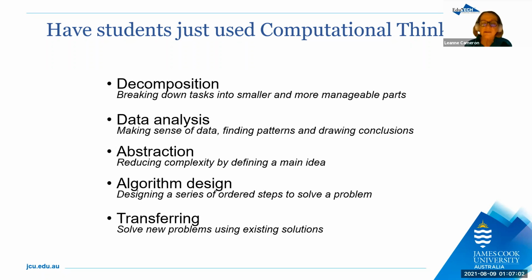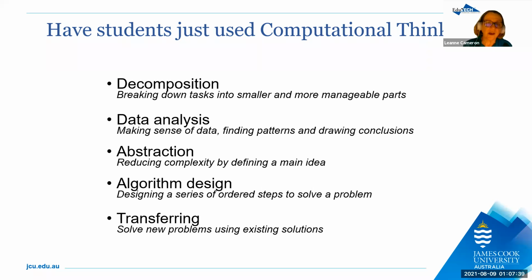Abstraction, reducing complexity by defining a main idea. I'll come back to abstraction because it's something that people often have trouble with, and I'll give you an example that might help you understand what that means. Algorithm design, if they're going to put this into some sort of computerized form, they'll need that. But basically, algorithm design is just designing a series of ordered steps to solve a problem, and that's what the design thinking process is. And then transforming, solving new problems using existing solutions.